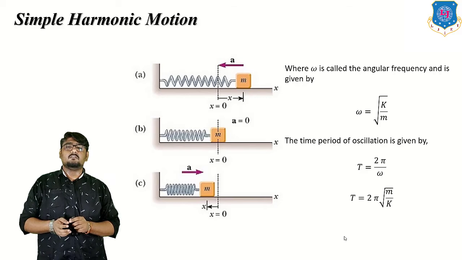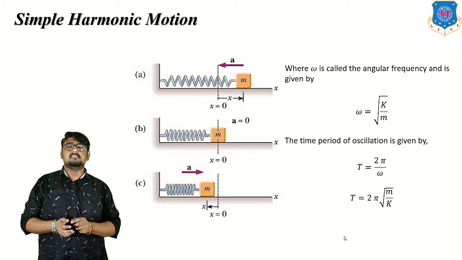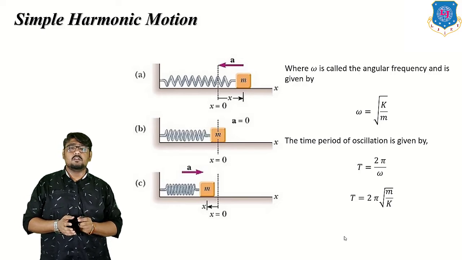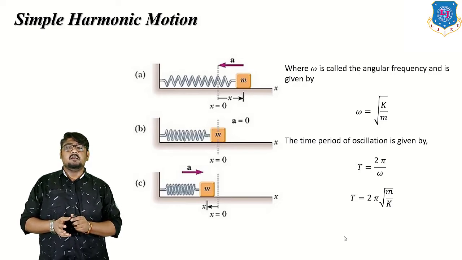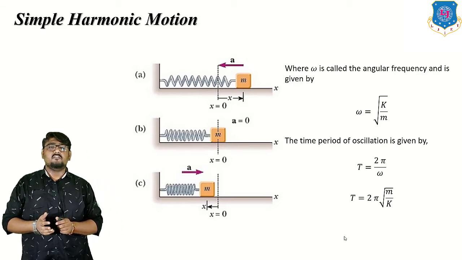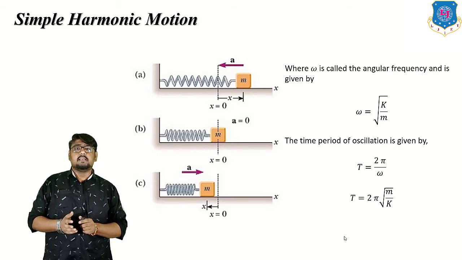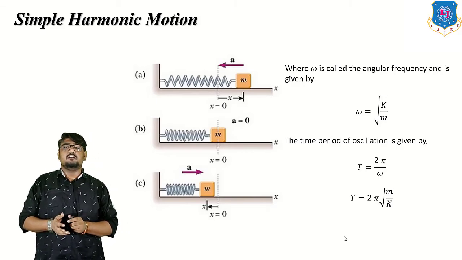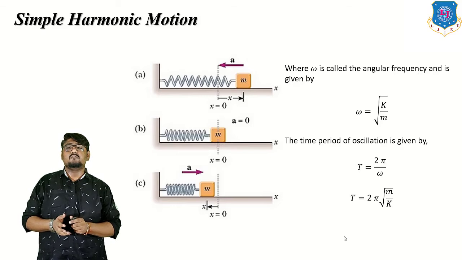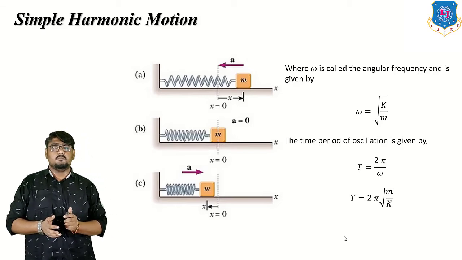So for a given elastic constant, the period increases with the increase in the mass of the block. A heavier mass oscillates more slowly for a given k, and the period decreases as k increases. A stiffer spring causes quicker oscillations. All simple harmonic motion obeys the differential equation discussed above.